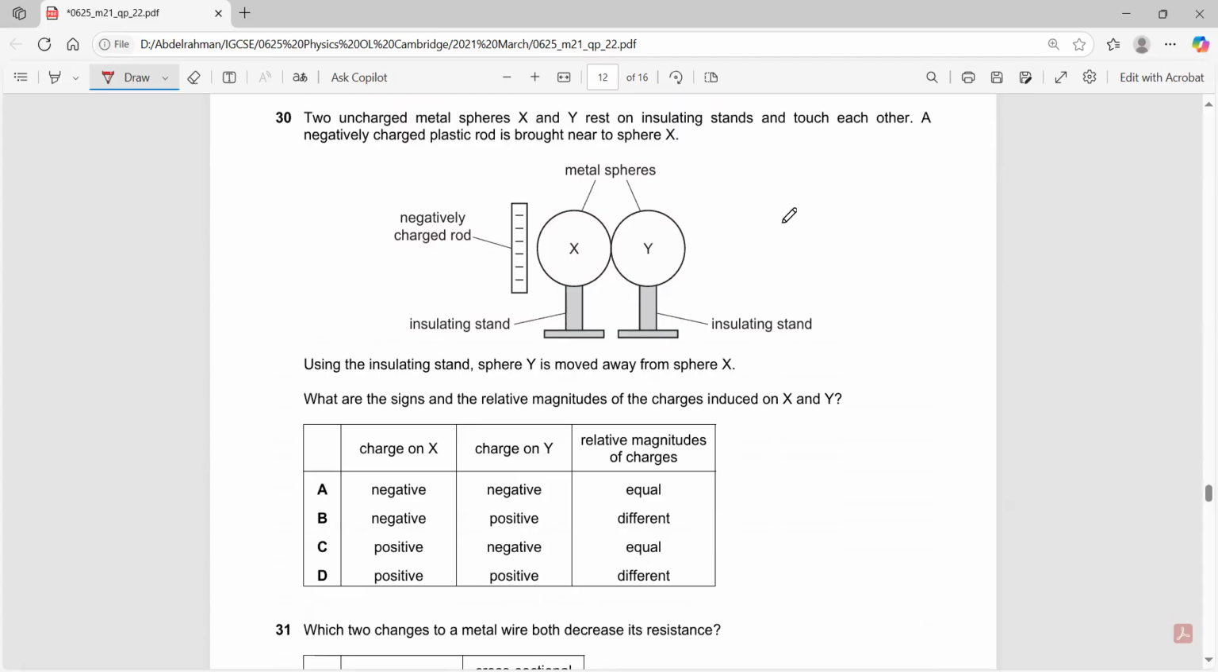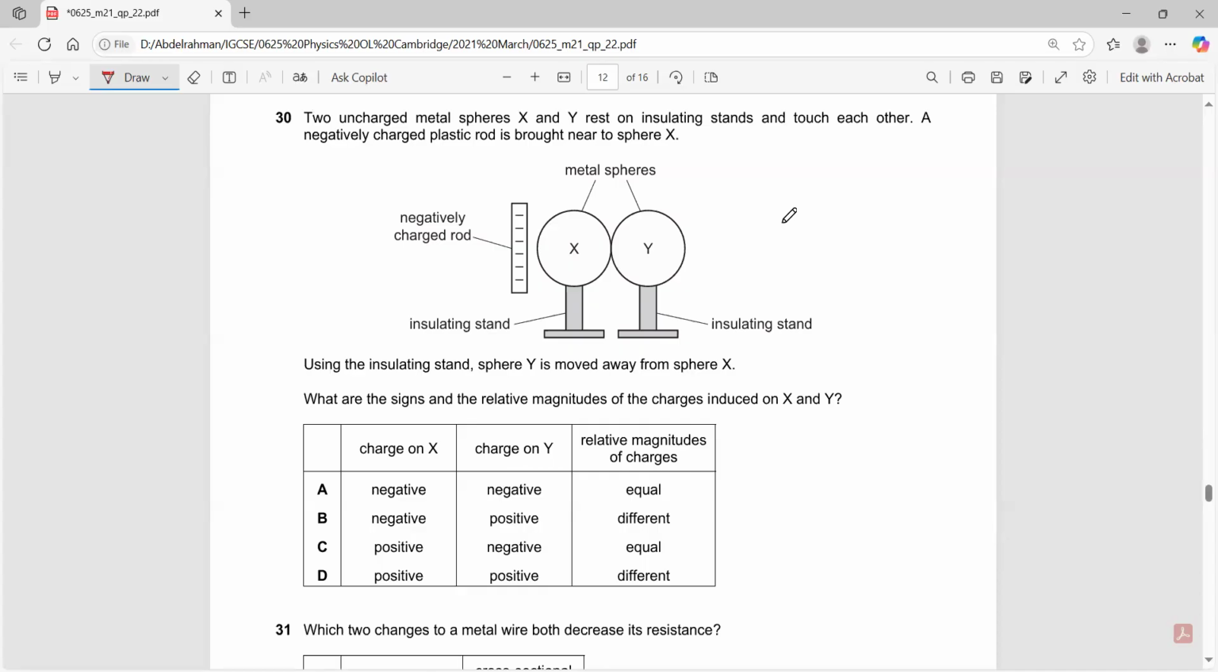You have 2 metal spheres. You have a negative rod. What are the signs and the relative magnitudes of the charges induced on X and Y? Okay, the charge on X and the charge on Y, the relative magnitudes.